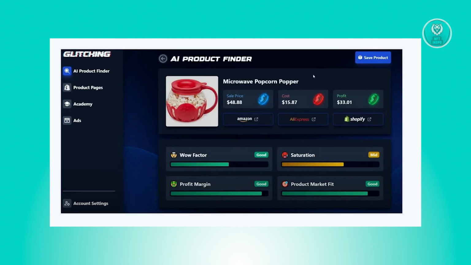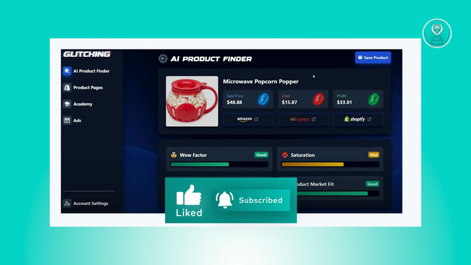Once you click one of the products, you should be able to see the AI product finder product page here. This will include some of the basic details about the product, for example the sale price, which is the price that you'll be selling this specific product at, the cost of the product, which is what you pay to buy it from the supplier, and the profit that you'll be gaining from the product since you sold it at that sale price. If you want to view this product on the specific platforms where it is being sold, you could go ahead and click either Amazon, AliExpress, or Shopify.